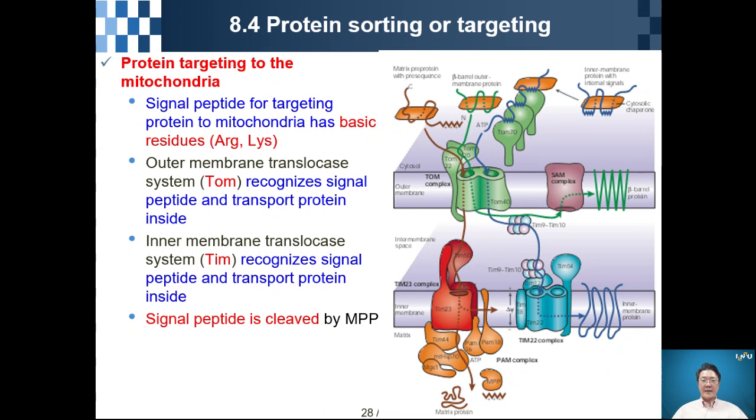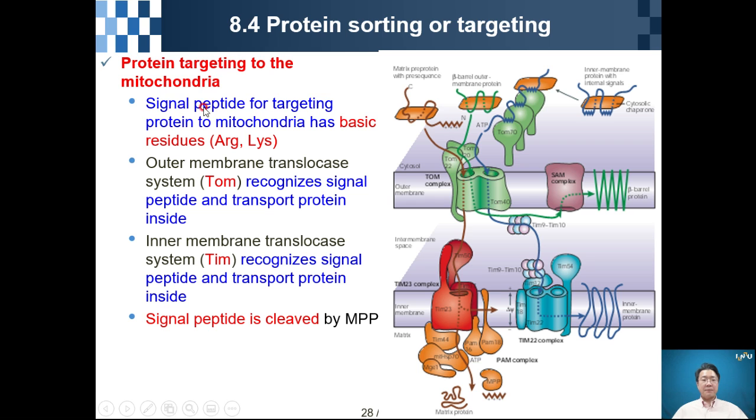In this slide, I will explain protein targeting to the mitochondria. For example, this protein has an N-terminal region with basic residues. Also there are several protein regions located here, but we will focus on this protein, especially the basic residues at the N-terminal region.